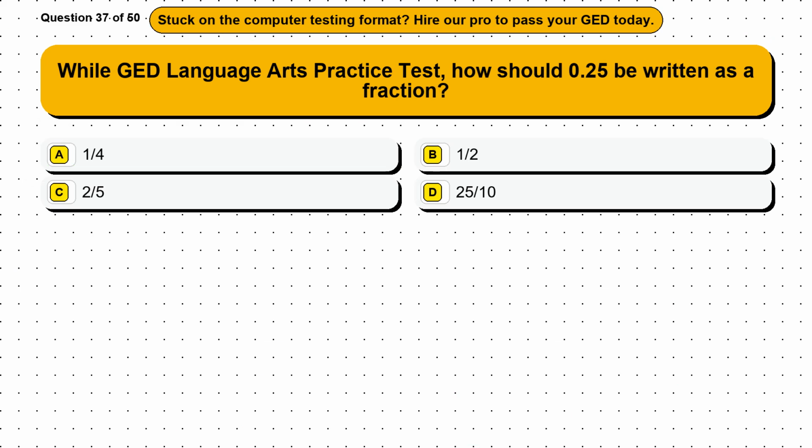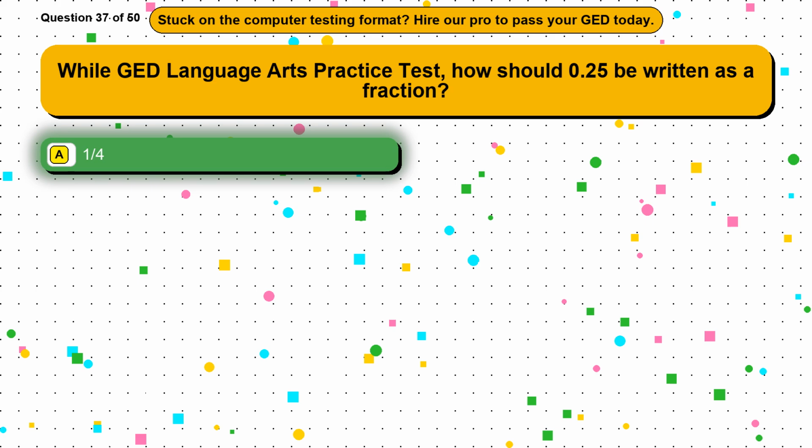Question 37. While GED Language Arts Practice Test, how should 0.25 be written as a fraction? Option A, 1/4. Option B, 1/2. Option C, 2/5. Option D, 25/10. The correct answer is option A, 1/4.